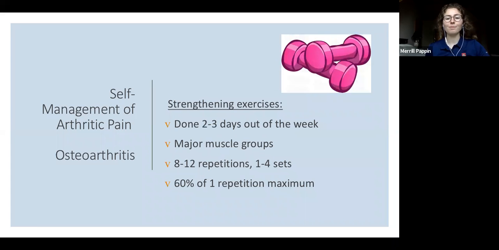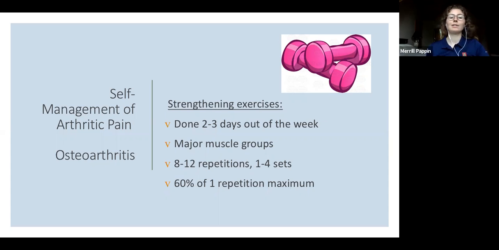And then the last one is strengthening exercises. So these ones are done 2 to 3 days out of the week. Again, major muscle groups. And for dosage, we say about 8 to 12 repetitions of the movement. So let's say it's bicep curls, you're doing 8 to 12. You take a little break and then you repeat that 1 to 4 times.